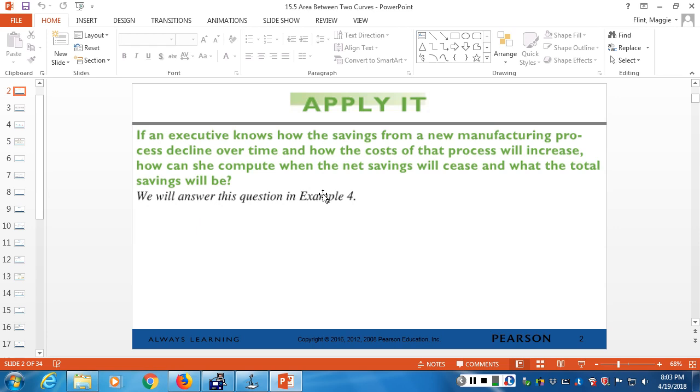And example 4 that we're going to wind up with tonight is if an executive knows how the savings from a new manufacturing process decline over time and how the cost of that process will increase, how could she compute the net savings, and when will it cease, and what is the total net savings going to be? So that's going to be our last problem.